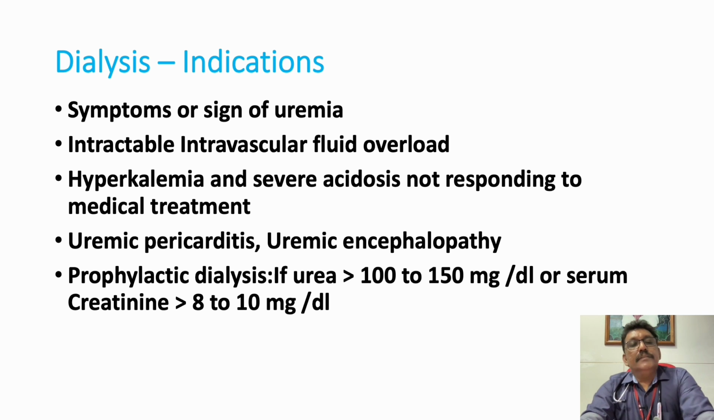Now we can see the indications for dialysis, like the patient is having persistent symptoms of uremia, intravascular fluid overload not responding to Lasix, hyperkalemia with severe acidosis not responding to medical treatment, uremic pericarditis, uremic encephalopathy. All these things we need to do urgent dialysis, and prophylactic dialysis can also be done in very high urea with very high serum creatinine. So these are the things we have to do in acute renal failure.